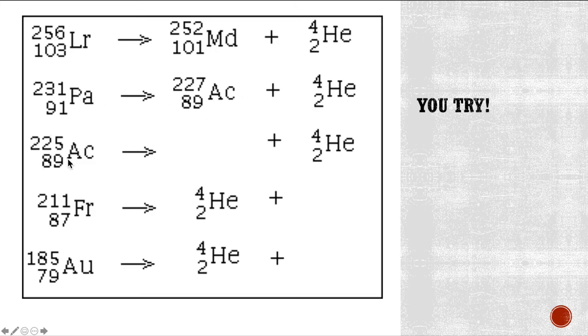All right, so the next one is we've got actinium-225. It loses an alpha particle, and then we're left with francium-221.